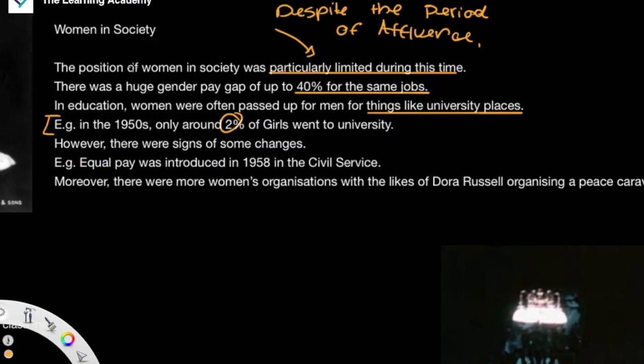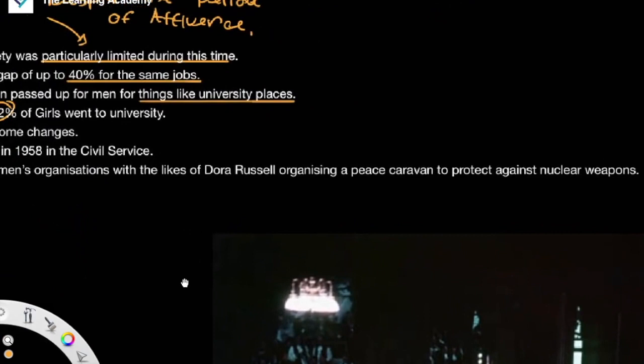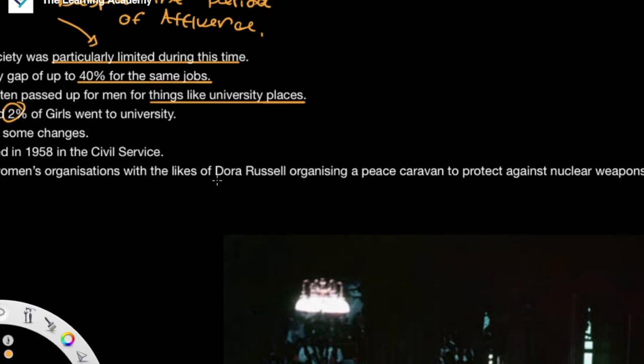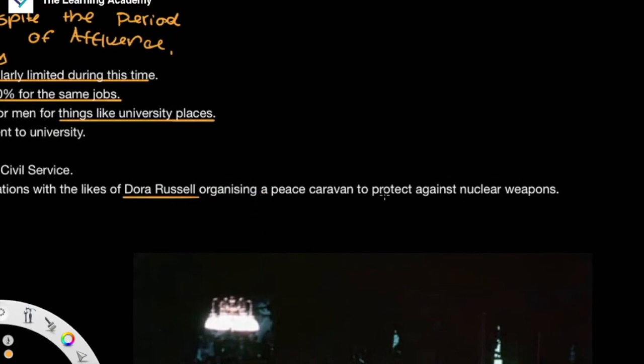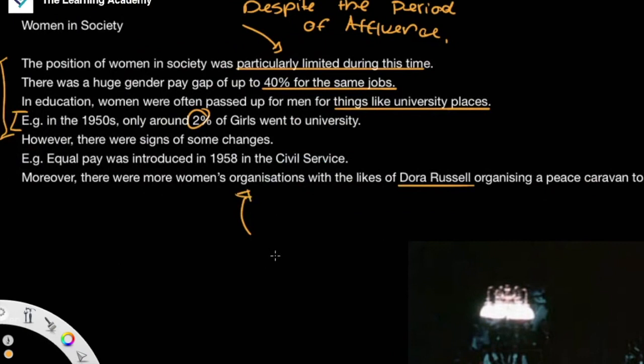However, despite the fact that these are arguably quite limited societal developments, we see a sort of winds of change, as there are signs of some changes coming into the late 1950s. In the later 1950s, we see things like equal pay being introduced in the civil service, which took place in 1958. We also see a number of women's organisations organising for different political goals, people like Dora Russell, who organised a peace caravan to protest against nuclear weapons. So we're starting to see the role of women in politics change.